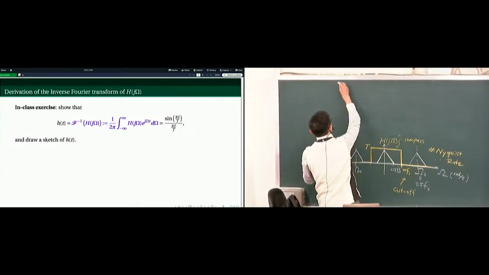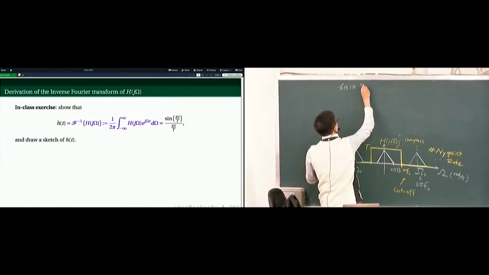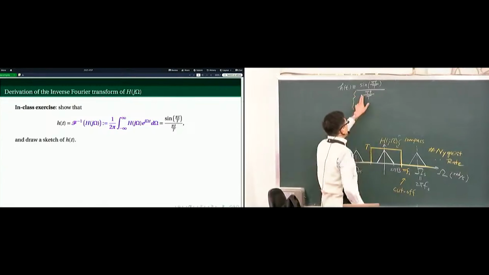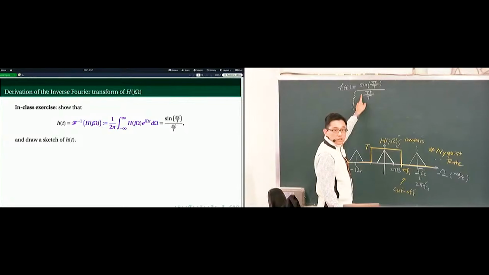So now h of t is sine of pi t divided by big T, divided by the same thing, pi t divided by big T. But let me mention that here we have a small problem, because when t is 0, this expression is not defined, right?